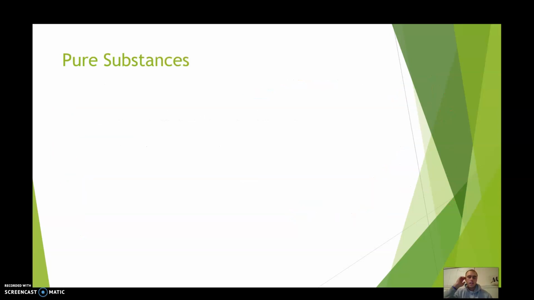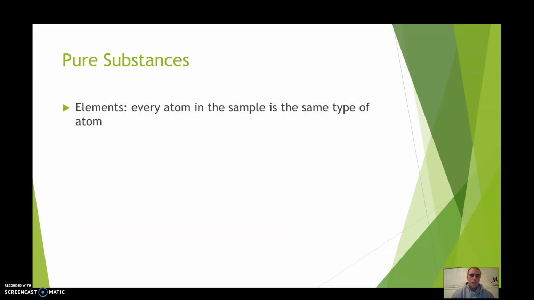Now let's talk on the other side of that flowchart, pure substances. Elements were the first subsection of pure substances, if you look back at that flowchart that you wrote down at the beginning. So in a sample of an element, every atom is identical. Okay, every atom in the sample is identical. It's the same type of atom.